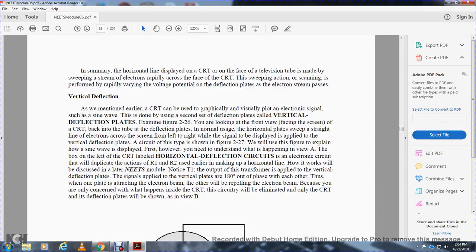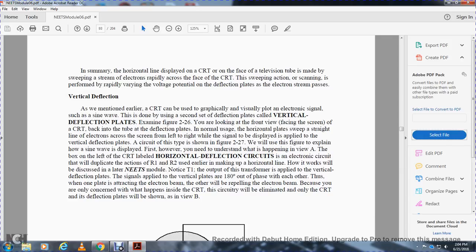First, you need to understand what is happening in view A. The box on the left of the cathode ray tube is labeled horizontal deflection circuits. This electronic circuit will perform the action of resistor 1 and resistor 2 used earlier in making the horizontal line. However, this will be discussed in the Neets module. Notice that T1 is the output of transformer 1, and the output of the transformer is applied to the vertical deflection. The signals applied to the vertical plates are 180 degrees out of phase with each other. Thus, one plate attracts the electron beam while the other repels it.